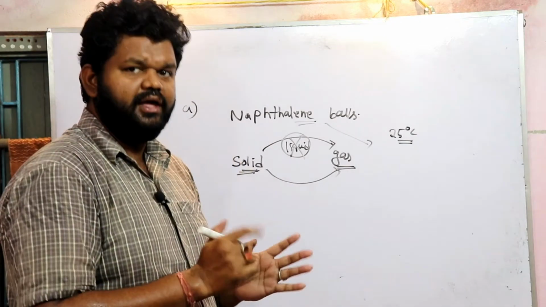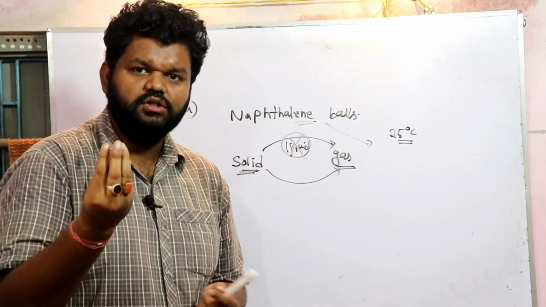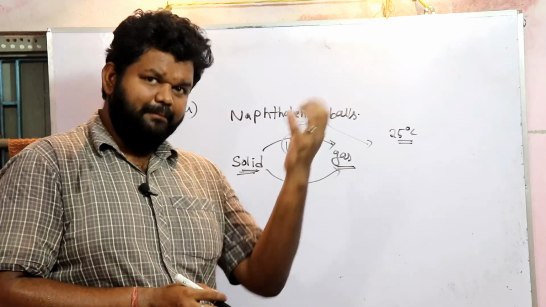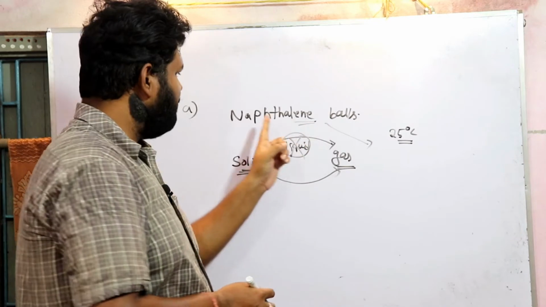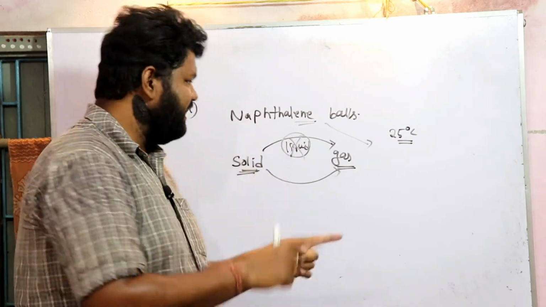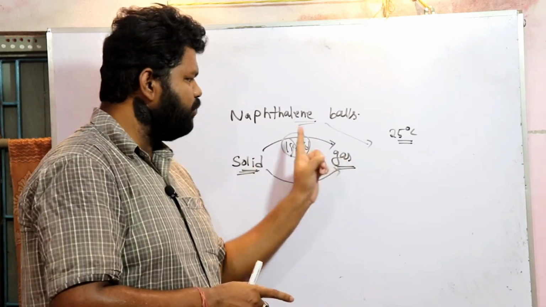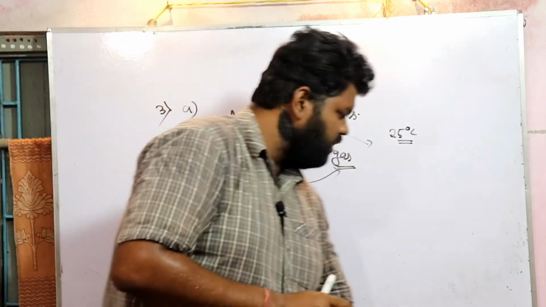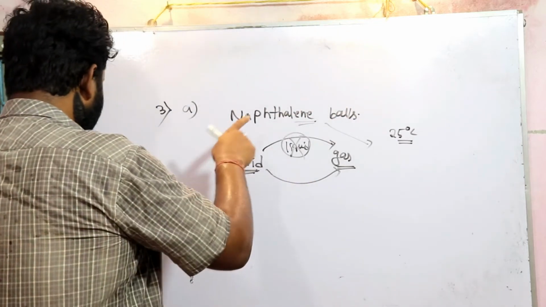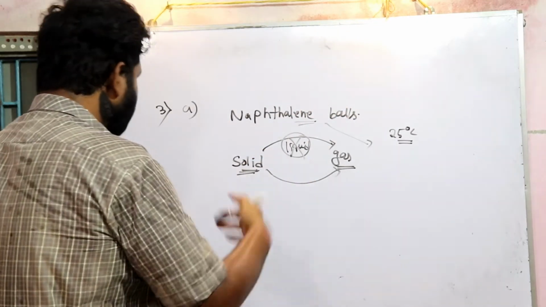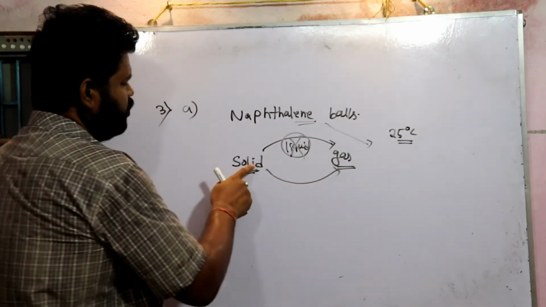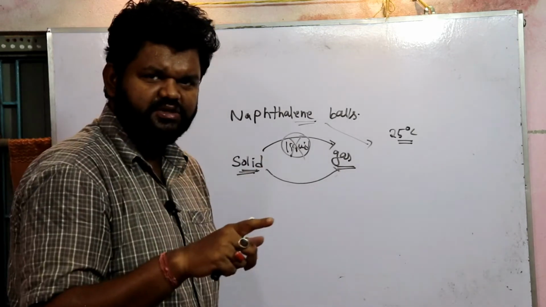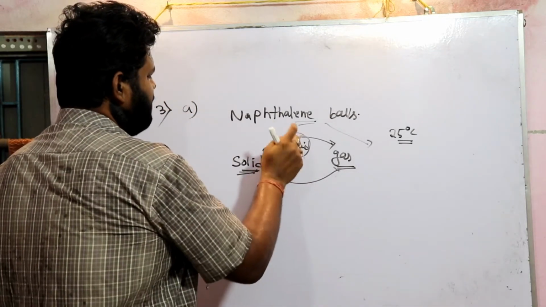Okay, that is why when we keep some naphthalene balls at room temperature, after a certain moment the heat is absorbed by the naphthalene balls and they convert into the gaseous state without passing through the liquid state. That means it sublimates. That is why the question asks why naphthalene balls disappear with time without leaving any solid. That is the main reason: the solid particle becomes a gaseous particle. That means the sublimation process is happening here, without passing through the liquid state.